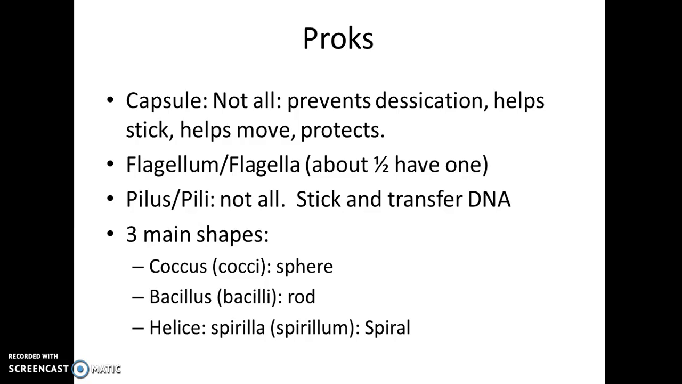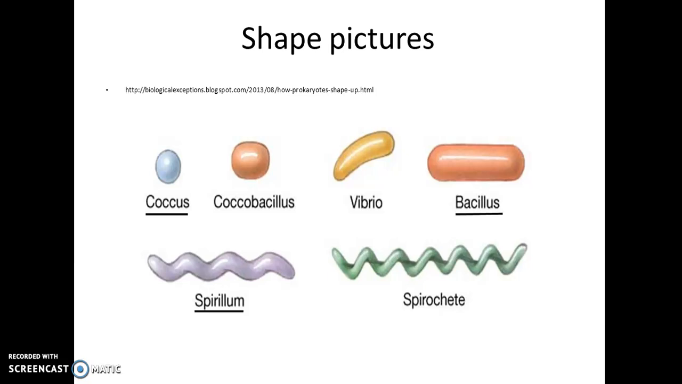You'll see the main shapes on this slide right here. They're underlined. We have a coccus, which is a sphere. There is a bacillus, which is a rod, and the spirillum, which looks like a helix, a corkscrew. So put on pause and draw those structures in the appropriate spot.